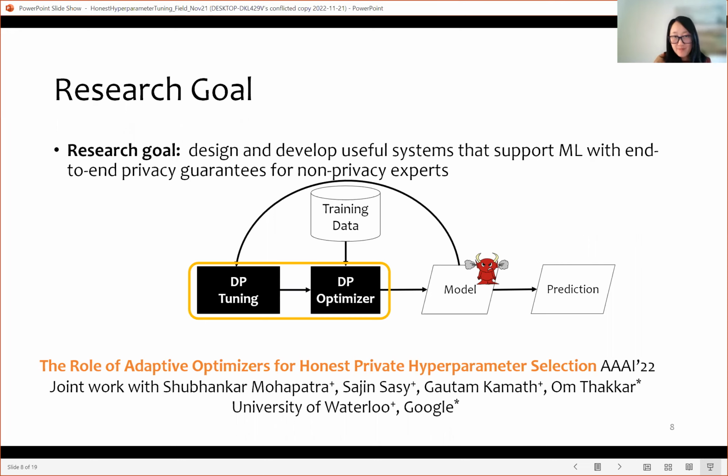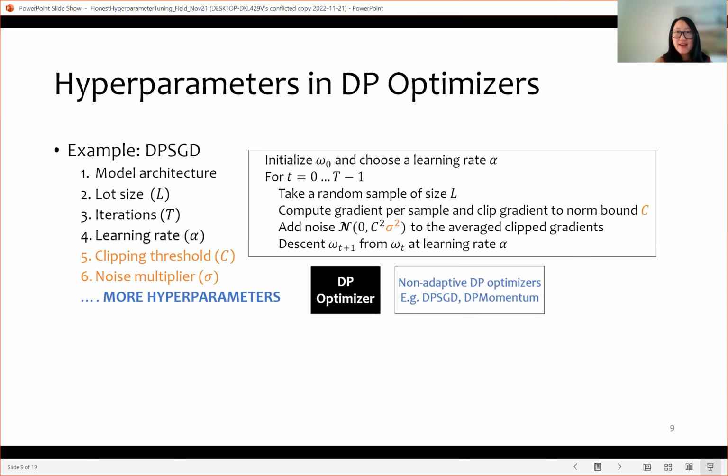So first of all, let's take a look at the hyperparameter space for differentially private optimizers. We're going to look at DPSGD again. Compared to the non-private version of SGD, we have two additional parameters that we need to tune. That includes the clipping threshold, how much we should clip the gradients over the samples, and the noise multiplier. Then there are more differentially private optimizers being designed, such as DP momentum, which add more hyperparameters to the space.